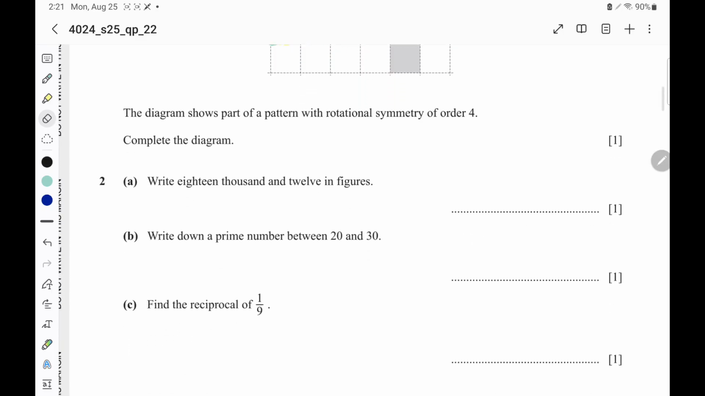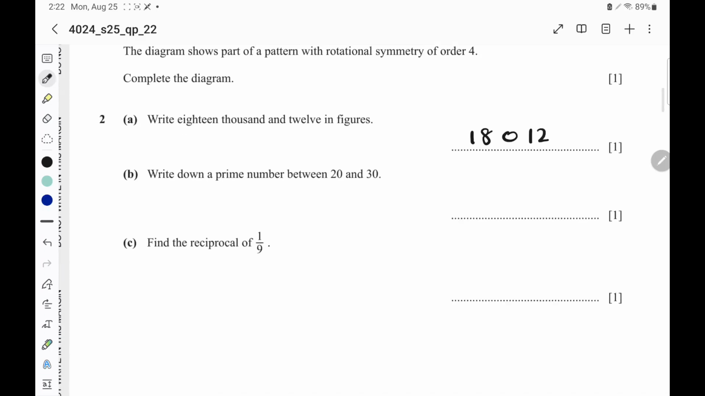Write 18,012 in figures. Okay, so that's a very simple and easy question. 18,012. So we'll have to put a 0 over there. This is units, tens, hundreds, thousands and then ten thousands. Make sure this is 18,012. So we'll have to put a 0 in between.